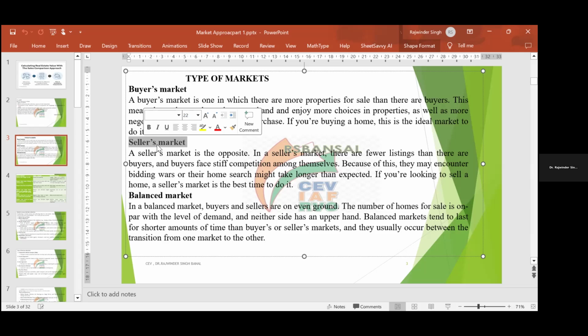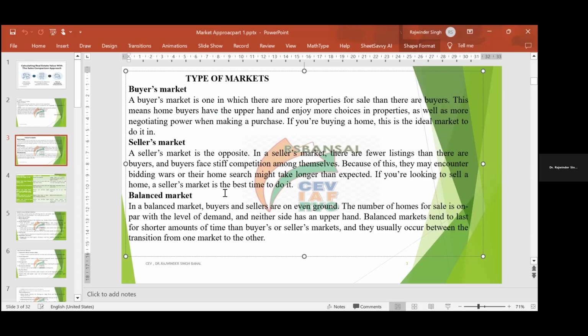So you remember, in buyer's market, buyers have the upper hand, and in seller's market, sellers have the upper hand. So the number of properties for sale in seller's market is less than the number of buyers. Sellers have the authority to choose a buyer. They may get higher returns on their property in a seller's market.